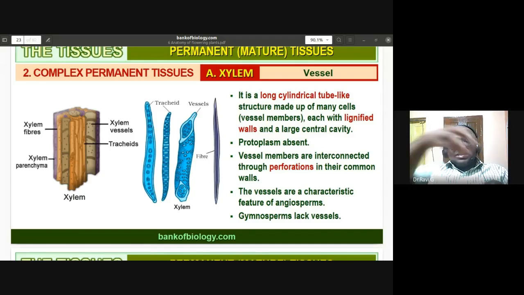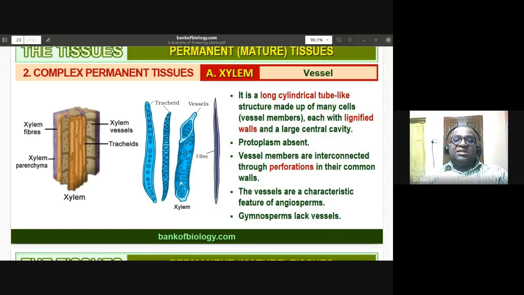The vessel members are interconnected to one another through perforations. So the end walls have perforations. The vessels have these end wall perforations, which are absent in tracheids. Tracheids have tapering end walls. So the end walls in the case of vessels are perforated, and they are interconnected through perforations in their common walls. So vessels are a characteristic feature of angiosperms.